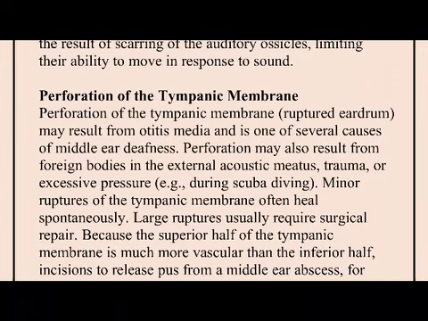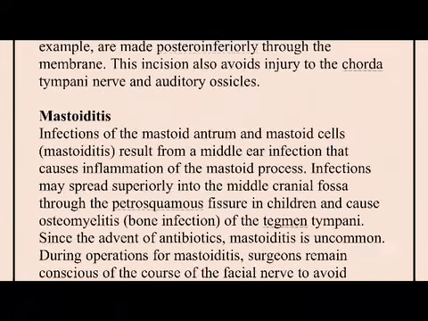Such incision is also done to avoid injury to the chorda tympani nerve and the auditory ossicles. So when you go posterior inferior, aside from trying to avoid excessive bleeding, you're also trying to avoid injury to the chorda tympani nerve and the auditory ossicles.